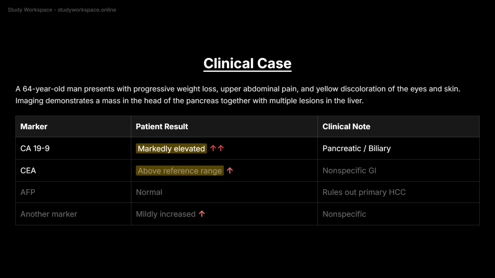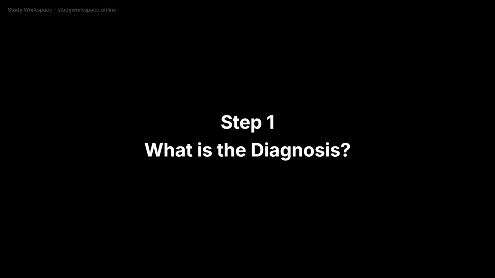Carcinoembryonic antigen is also above the reference range, while alpha-fetoprotein remains normal. Another marker shows only a mild increase. These findings, together with the patient's symptoms and imaging, point toward a specific diagnosis. Now let's answer the questions step by step. The first question asks for the most likely primary tumor and the reasons for your answer.